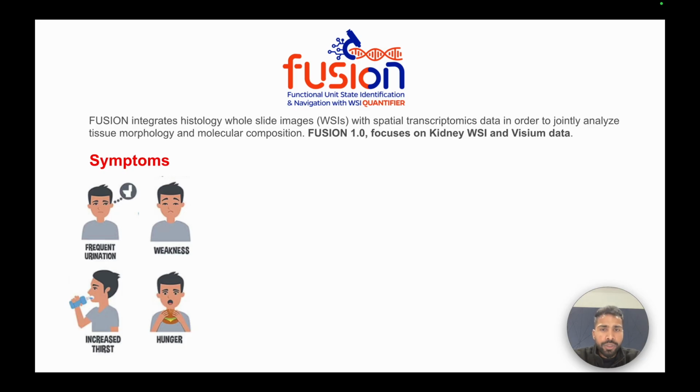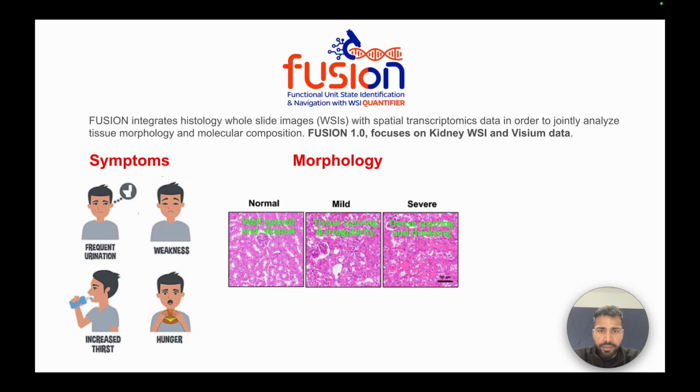The second approach would be tissue analysis, where doctors take a biopsy, examine tissue structures, and compare the morphology with healthy samples. While this provides more information than symptoms, analyzing tissue morphology by itself still gives limited insight, and also it's qualitative, meaning it can change from doctor to doctor.